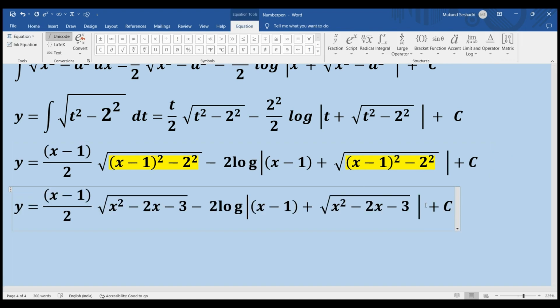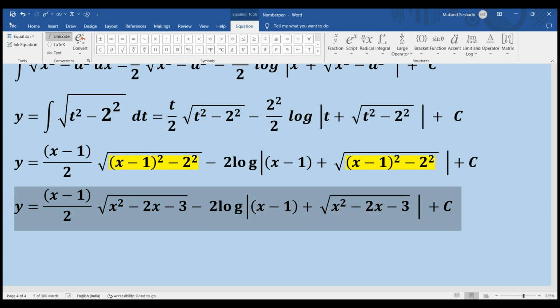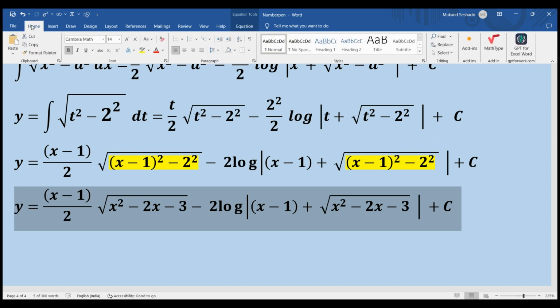So there we are. My y equals x minus 1 by 2 times square root of x square minus 2x minus 3 minus 2 times log of mod of x minus 1 plus square root of x square minus 2x minus 3 close mod plus c, right? So let me highlight my final answer in pink.